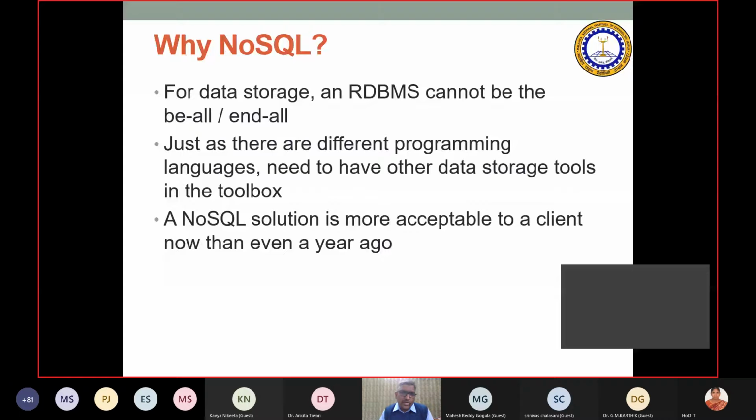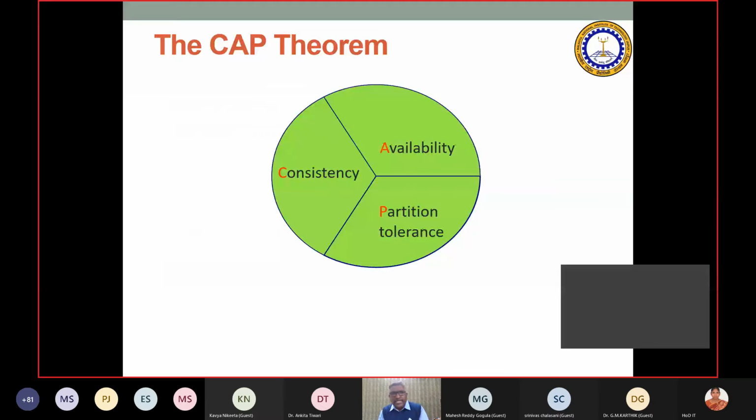Earlier, only SQL kind of data was easily understood, but now non-structured or unstructured data is also easily understood. So let's look at what the CAP theorem is. CAP theorem talks about three parts: consistency, availability, and partition tolerance. At any given instance of time, two must be there.